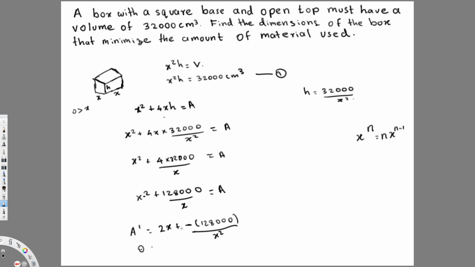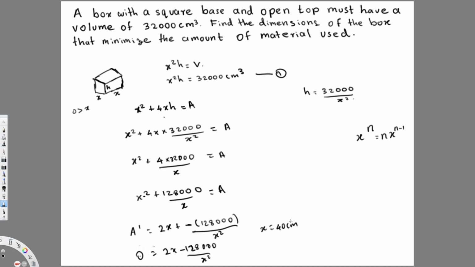The other way to find the critical number is to set the derivative equal to 0 and solve. I use one more step to solve this. It's going to be 0 equals 2x minus 128,000 over x squared. If you solve for x, you will come up with x equals 40 centimeters. That's going to be my x dimension.